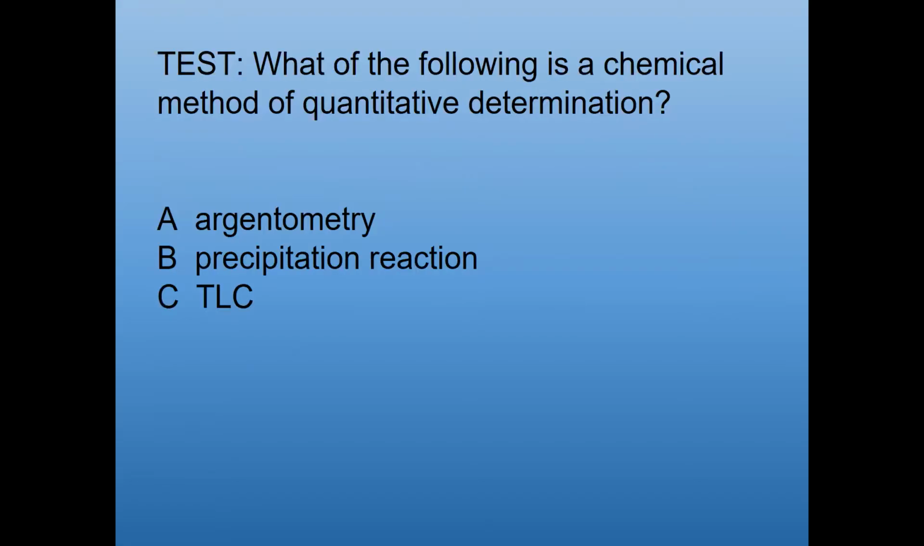Test: which of the following is a chemical method of quantitative determination? The correct answer is A, argentometry.